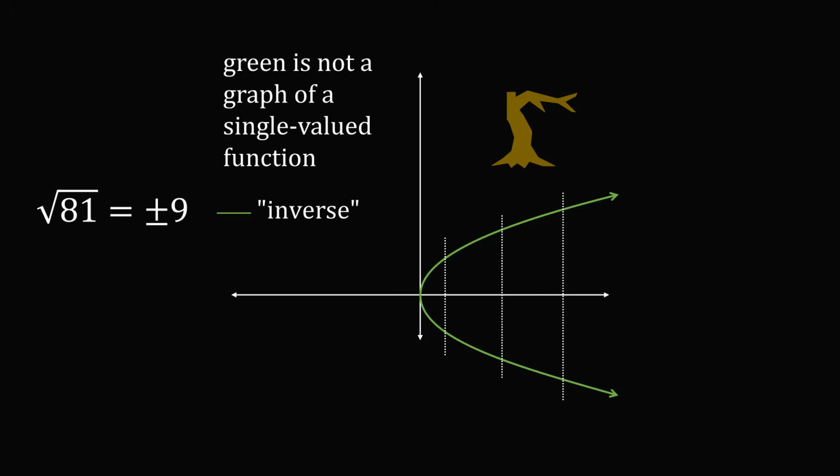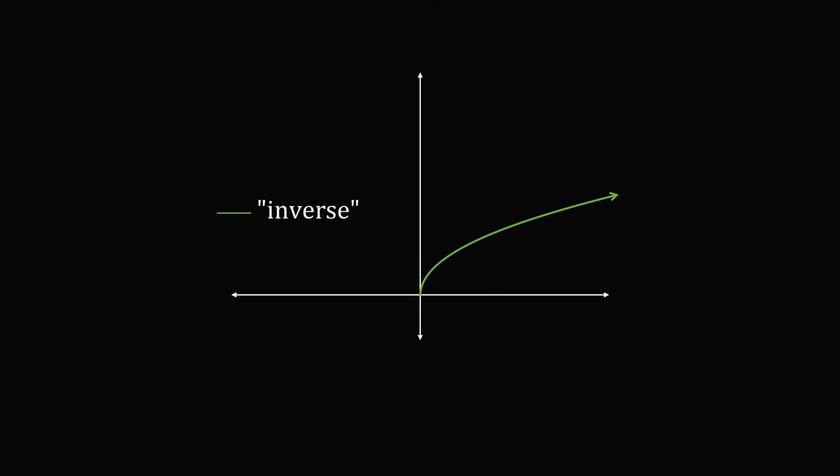So somehow we have this parabola with multiple branches and we want to prune it down so that we can modify it into something that is a single valued function. So let's just get rid of this bottom branch and we are left with just one branch of this parabola. And now we actually will have a single valued function.